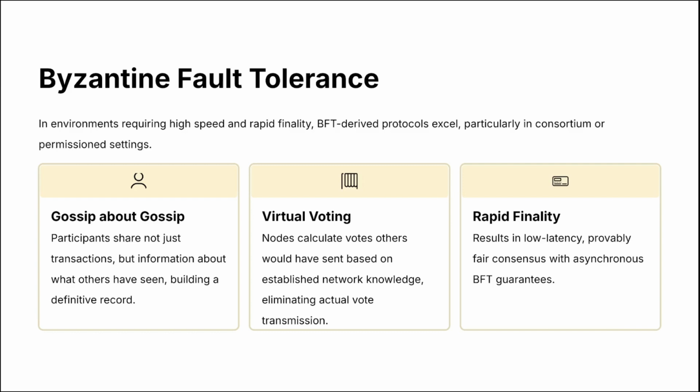Instead of actually sending votes over the network, each node can mathematically deduce how others would have voted based on shared information. This actually cuts down on communication overhead and also speeds up decision making. The result is rapid finality, meaning once a decision is made, it's final and irreversible.